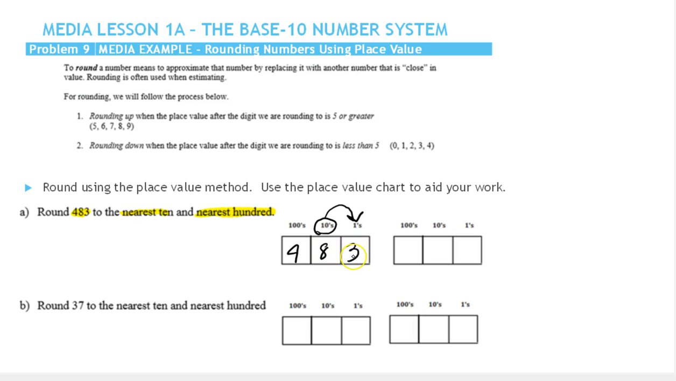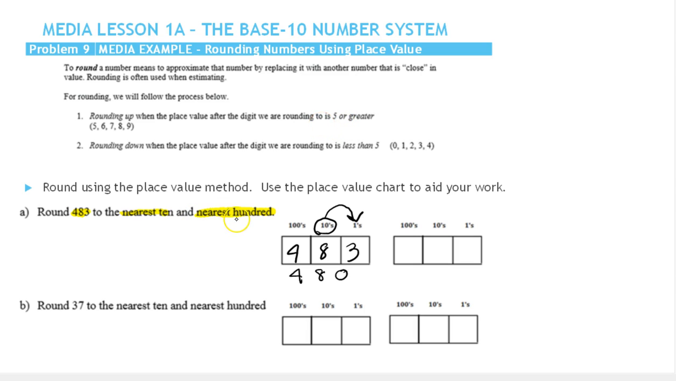Well, since the ones place has a 3, notice that here it says we're going to round down when the place value after the digit we are rounding to is less than 5. So if we have 0, 1, 2, 3, 4, we're going to say it's closer to rounding down to 480. If we have 5 or greater, we're going to round up. And notice 5 is exactly in the middle. If we had a 5 here, it's exactly in the middle of 480 and 490. So it's our convention to round up when we're halfway in the middle like that.